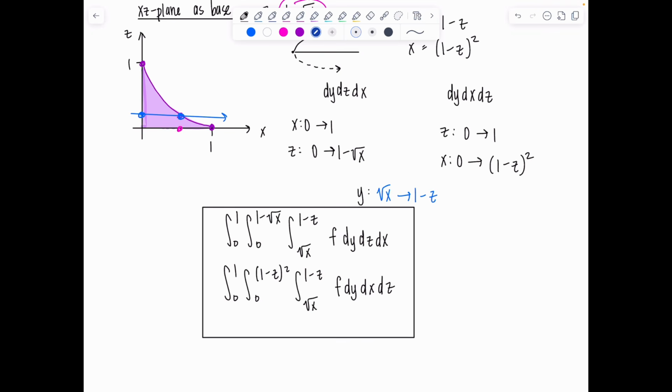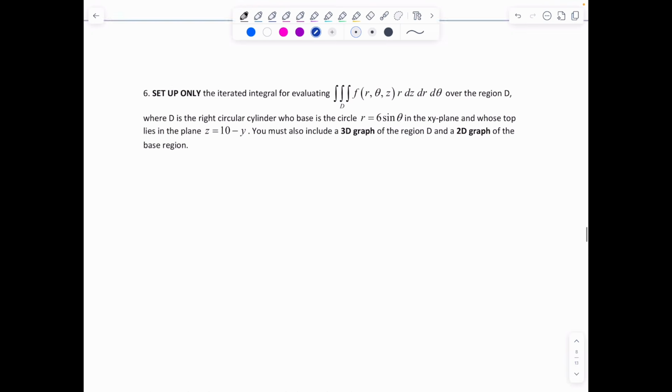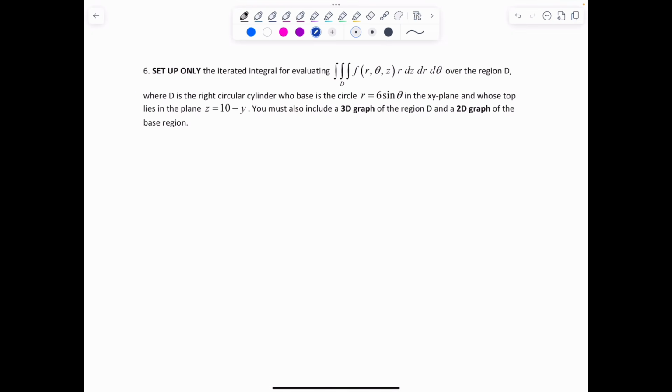All right, here we go. Setup only. Just set it up. The iterated integral for evaluating the triple integral over D of f r dz dr d theta, so I'm telling them we're in cylindrical coordinates, over the region D, where D is the right circular cylinder whose base is the circle r equals 6 sine theta in the xy plane and whose top lies in the plane z equals 10 minus y. You must also include a 3D graph of the region D and a 2D graph of the base region.